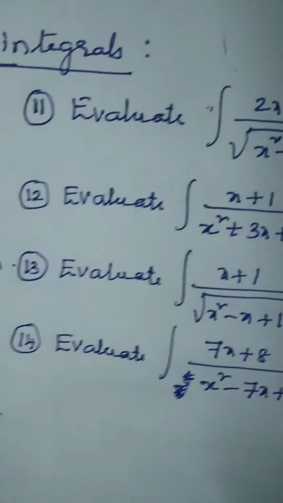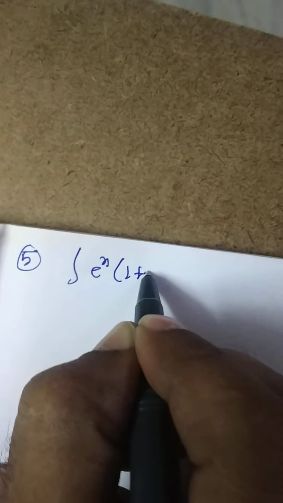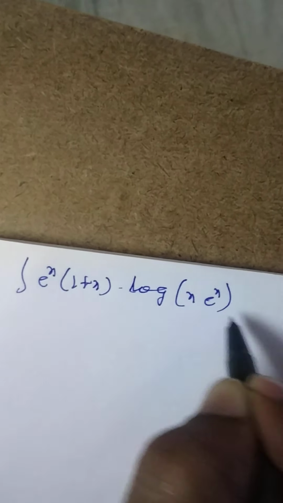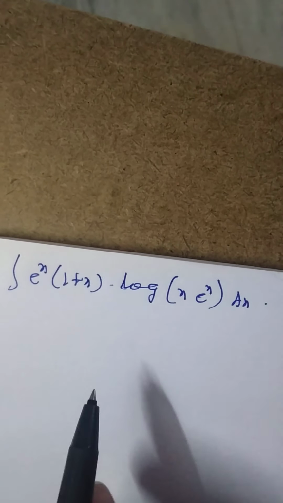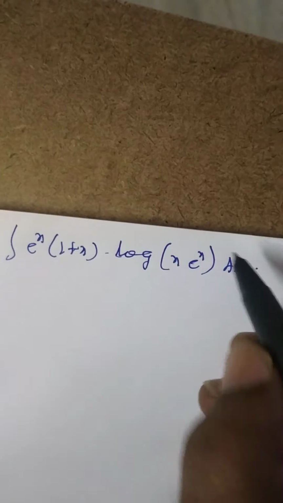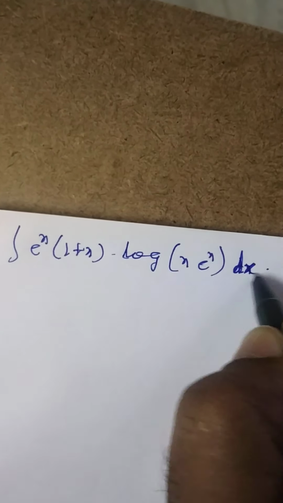Okay, next coming to question number 5. What is question number 5? Integration of e power x into 1 plus x into log of x into e power x dx. Here you may be getting confused that e power x, 1 plus x, log of x into e power x, three functions are given, but for a product of three functions we don't have any formula.